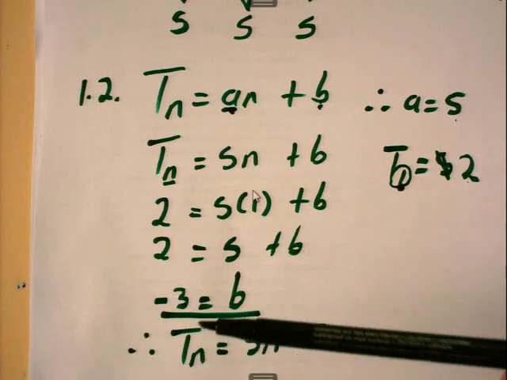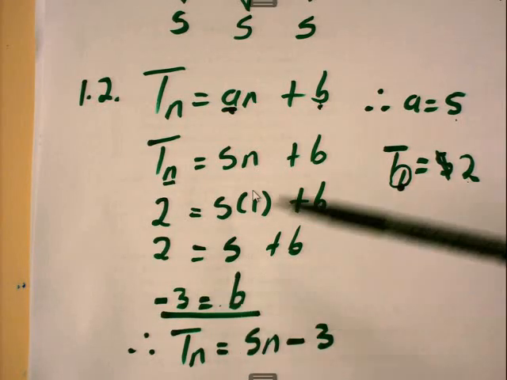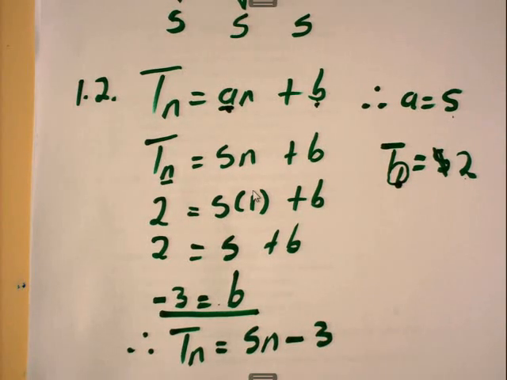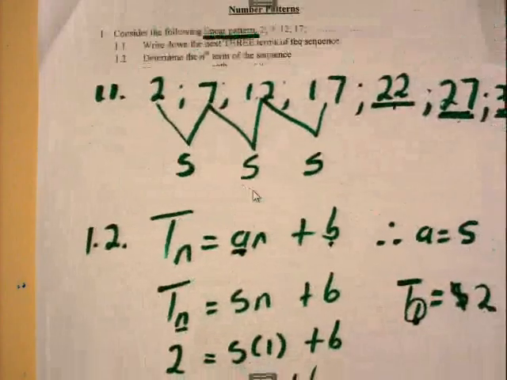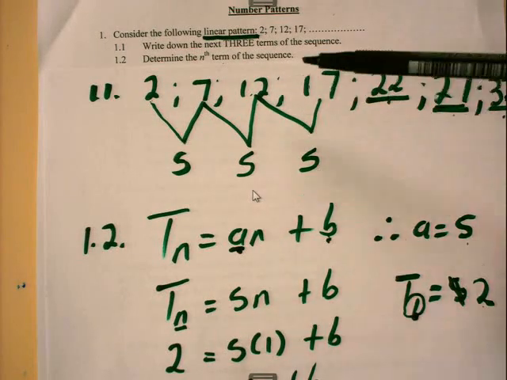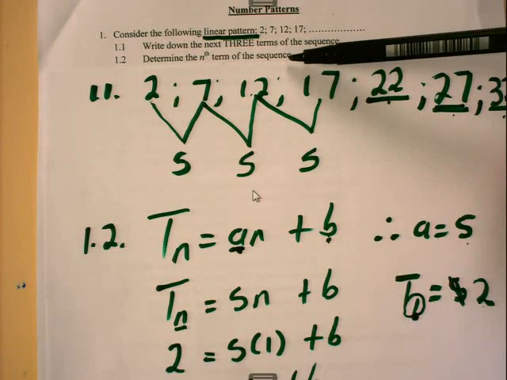So we substitute this negative 3 in this formula. Therefore, we've got Tn is equal to 5n minus 3. I hope it's clear. If you remember the question properly, the question states 1.2, determine the nth term of the sequence.